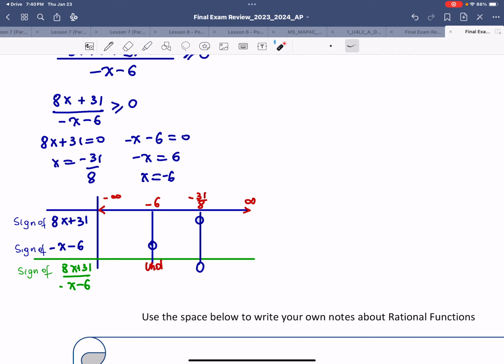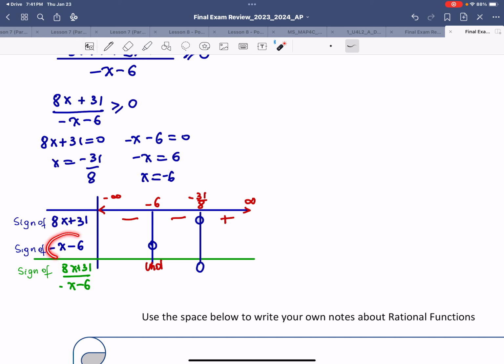Now let's discuss the sign of each part of the rational expression. So 8x plus 31 has a 0 at -31/8. For values of x less than -31/8, and I'm going to take a funny number here, -100, let's say, this will be a big negative, plus 31, so it will be negative. And then once it crosses its 0, it will turn to positive. And if we want to test that, we take a value of x equal to 100. So 8 times 100 plus 31 will be positive.